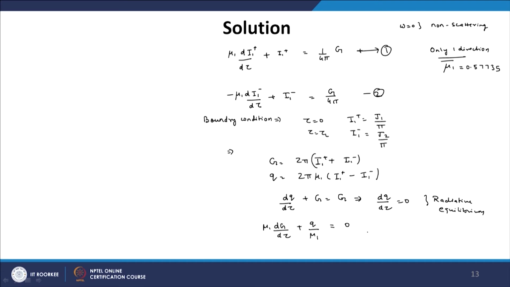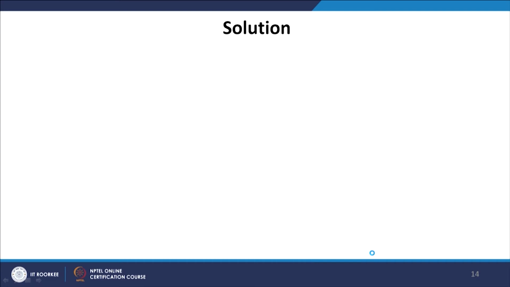So let us solve this. This is a simple ordinary differential equation, we can easily solve it, and we get g is equal to a constant c minus 1 by mu 1 square times q tau. So this is the solution for g in terms of q, of course. So g is equal to c minus 1 upon mu 1 square q tau. Now we apply the boundary condition.